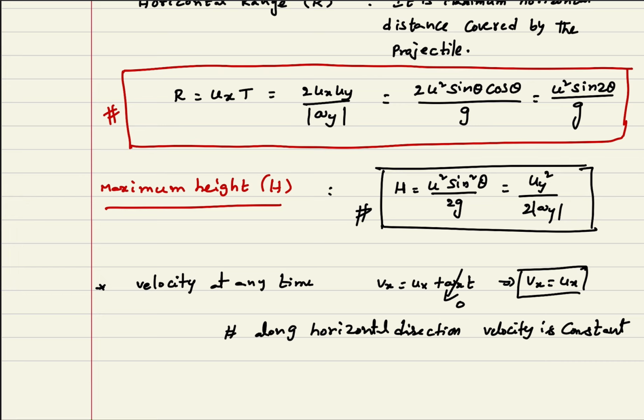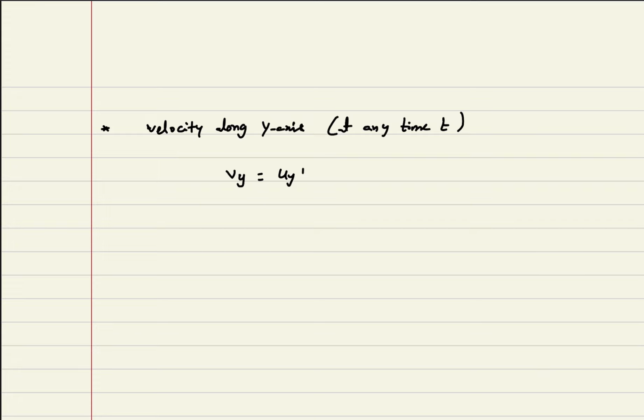Okay, similarly along y-axis I am writing. So if you write along y-axis, velocity along y-axis at any time t, Vy value is equal to uy plus ay into t, you can write uy minus g into t, as ay value is equal to minus g. You can see here as time passes Vy value changes.